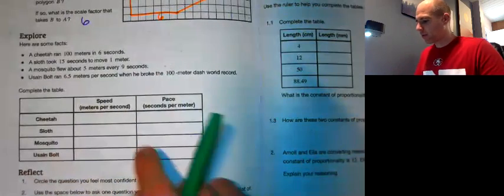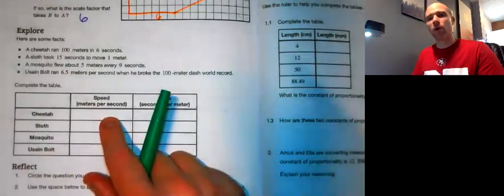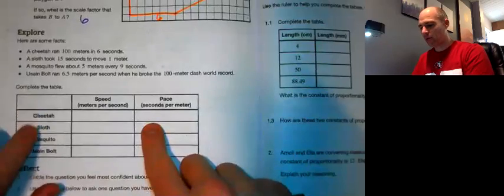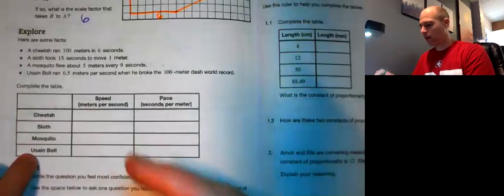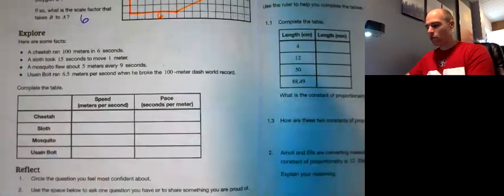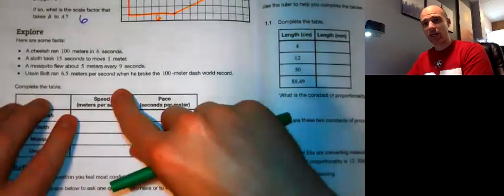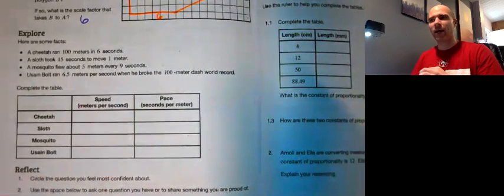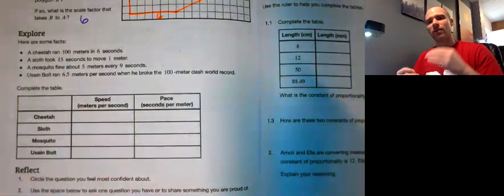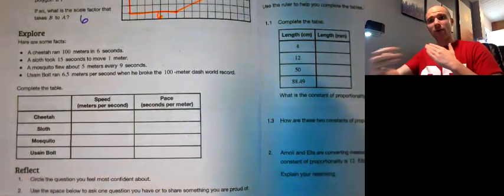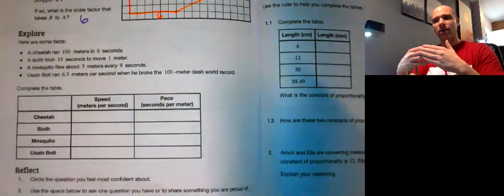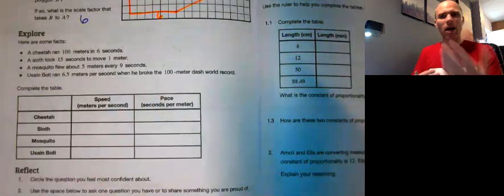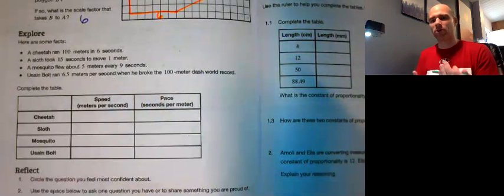Okay, so we're supposed to complete this table with 2 different ratios for each animal or person that it spoke about. One ratio is speed. That's calculated as meters per second. Take the number of meters that something traveled, divide it by how much time that took, and that's a measure of its speed. So like miles per hour, meters per second, feet per second, stuff like that.